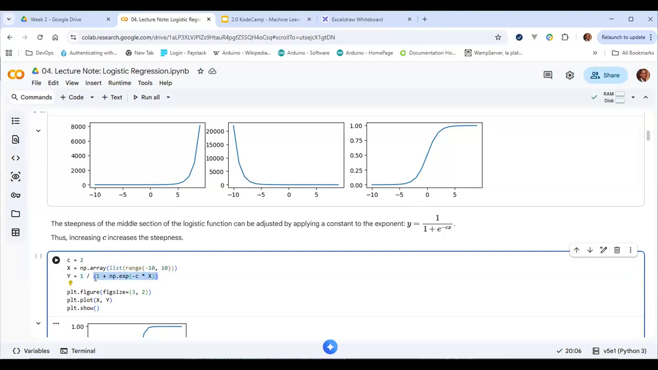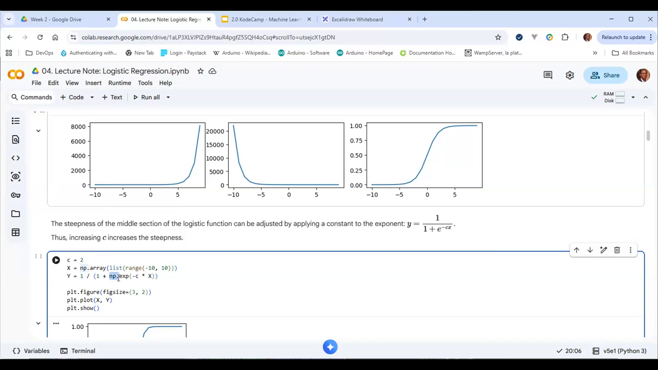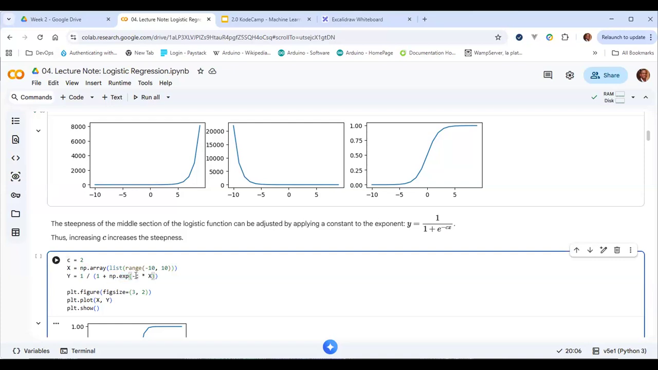So in these brackets, we now have 1 plus np. np is NumPy. So we are using the NumPy exponent function, which is just e, right? So this exp is the exponent function, minus c times x. So remember the exponent is minus c times x. This c is normally 1. So if it is 1, you see that it's just minus x or minus z. But we can use this c to control the steepness of this section.